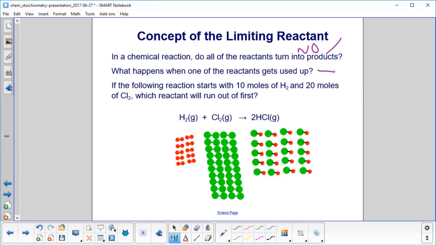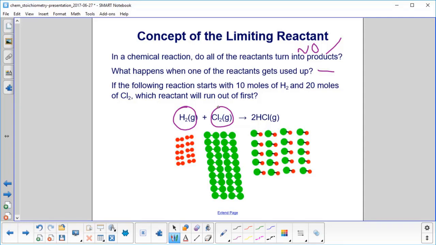So we're going to start with the reaction with 10 moles of hydrogen and 20 moles of chlorine gas. Which reactant will run out first? We made an allusion to this earlier in the unit, where we said there's enough nitrogen here for the reaction to go forth, and said we'd talk about it later. That's what we're talking about now, this concept of limiting reactants.